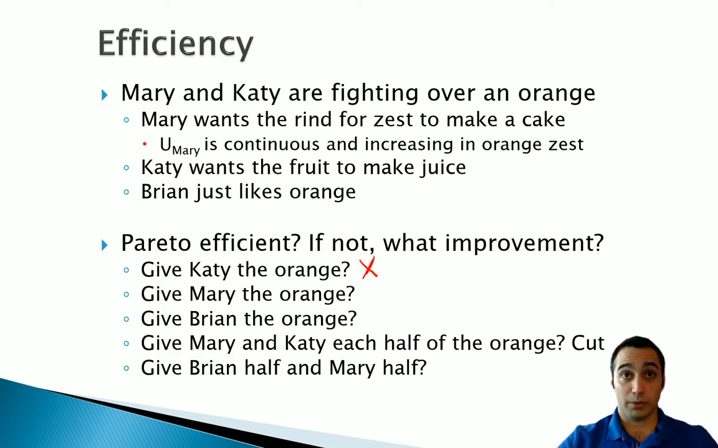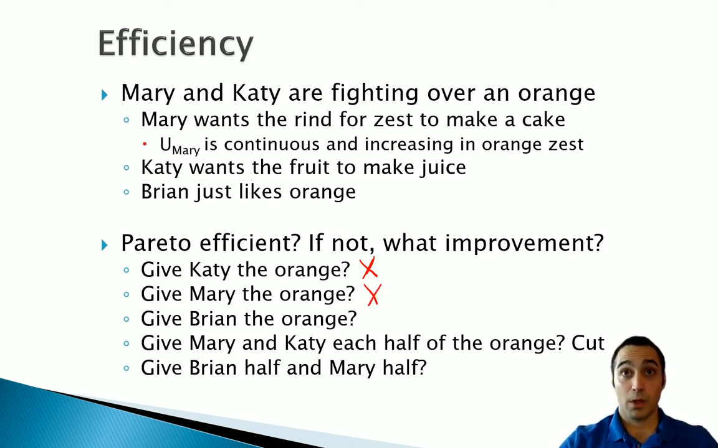Is it Pareto optimal to give Mary the orange? If you want to revise your answer from originally, take this time to do it. All right, so if Mary has the whole orange, couldn't I take the fruit from Mary and give it to Katie? If I do that, Mary is no worse off because she didn't value the fruit. Katie is better off because she values the fruit and gets it. And Brian's no worse off because he still has nothing. So that would be, for sure, a Pareto improvement. Therefore, this also is not Pareto optimal.